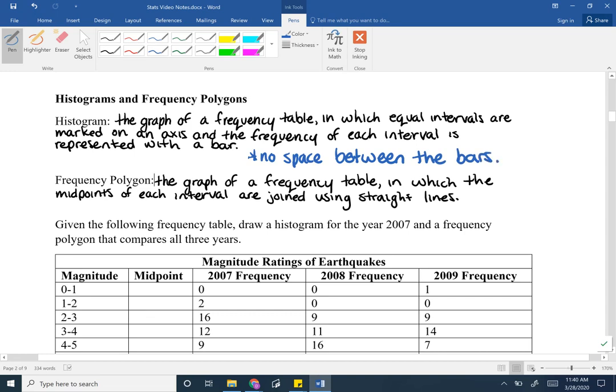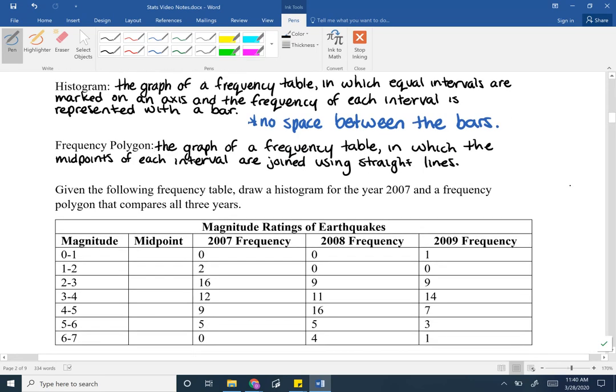For a frequency polygon, that's going to be the graph of a frequency table, so very similar to a histogram, but it's going to look different. It's when we're going to take the midpoint of each interval and we're going to join them using straight lines. So how I'm going to teach this is that I want us to first draw a histogram and then we're going to draw a frequency polygon over top of it. I feel like this is the easiest way to get a frequency polygon drawn a lot of the time. So I will end up drawing both.